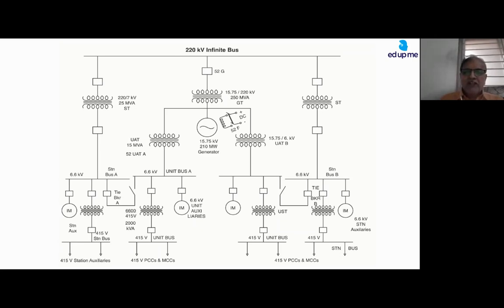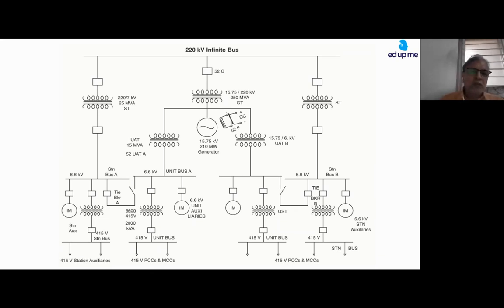Not only for restarting, but for running many emergency auxiliaries. The air preheater motor is one emergency motor. The barring gear motor is another emergency one, which is to be run even when the plant stops. So for that, the 6.6 kV bus is to be made live. So there is a tiebreaker, connecting the station bus and the unit bus.